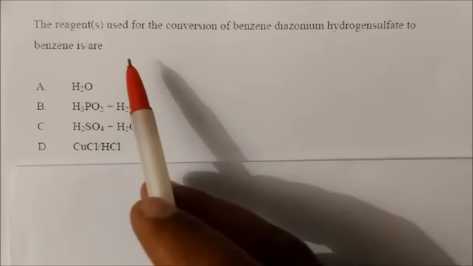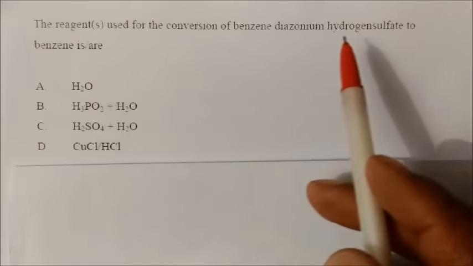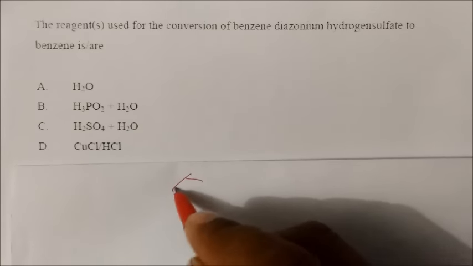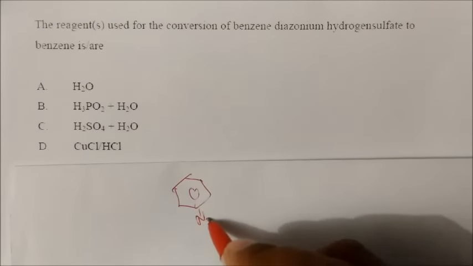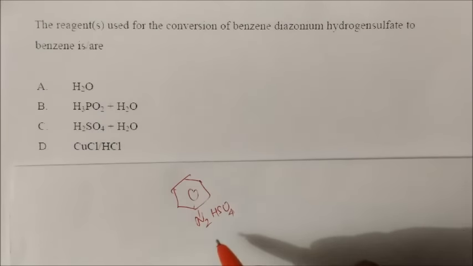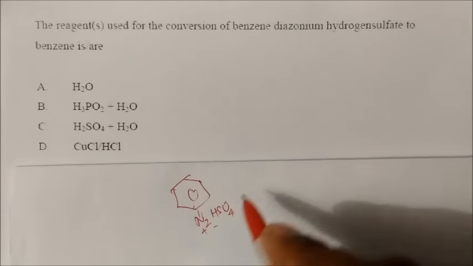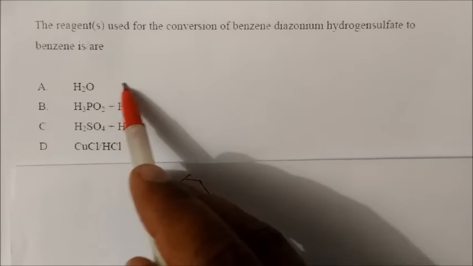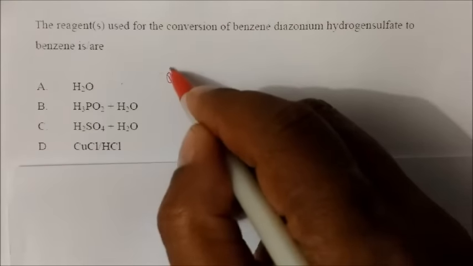The reagents used for the conversion of benzene diazonium hydrogen sulfate to benzene. So this is our N2, and this is your hydrogen sulfate. So this is the positive, this is negative. And in this case, if you use water, this will convert into phenol. This will convert into your phenol.